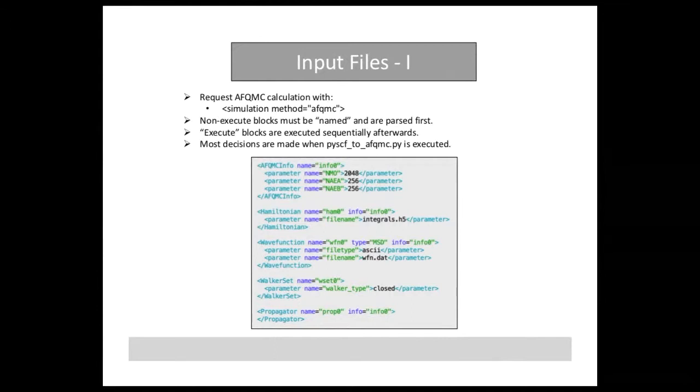I would say the entire point is that most of the decisions about what you're doing, what type of wave function, what type of integrals, pretty much everything that needs to be decided about auxiliary field has already been decided when you generated this file. So the real decision making is going to be done at the second step when the conversion is done. And Fionn is going to talk a little bit more about that.